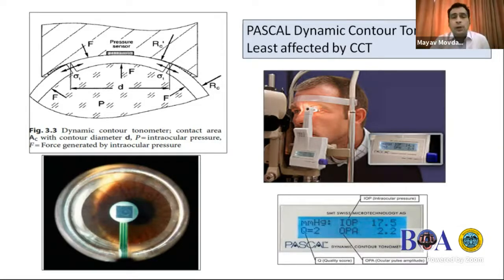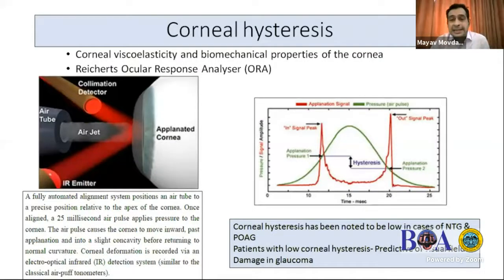Just a quick word on the new kid on the block, which is corneal hysteresis, which is nothing but a measure of the corneal viscoelasticity and the biomechanical property of the cornea. The ability of the cornea to undergo a change when it is put through a deforming force, and its ability to come back to its normal shape is the compliance, which is nothing but the hysteresis.